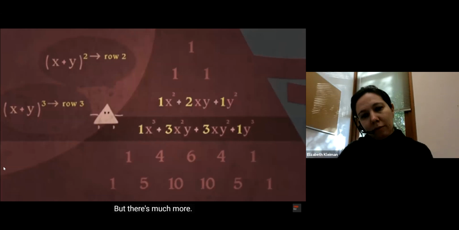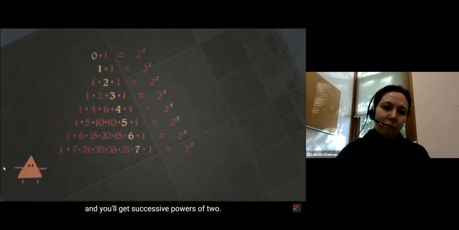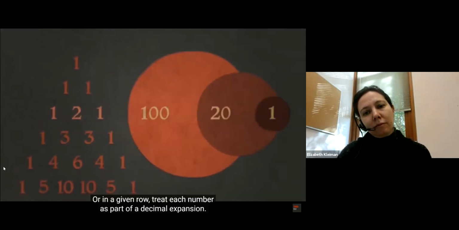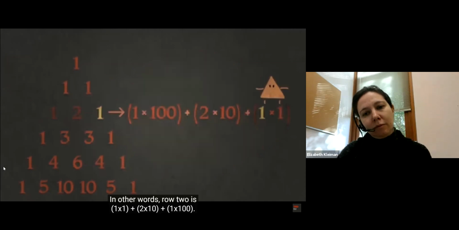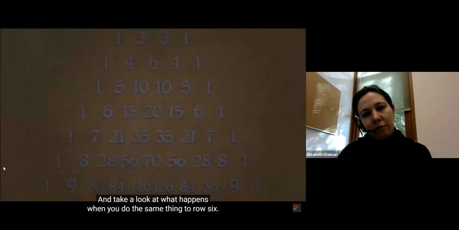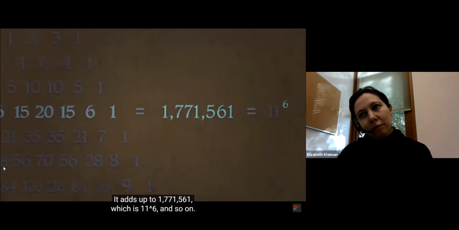But there's much more. For example, add up the numbers in each row, and you'll get successive powers of 2. Or in a given row, treat each number as part of a decimal expansion. In other words, row 2 is 1 times 1 plus 2 times 10 plus 1 times 100. You get 121, which is 11 squared. And take a look at what happens when you do the same thing to row 6. It adds up to 1,771,561, which is 11 to the 6th, and so on.